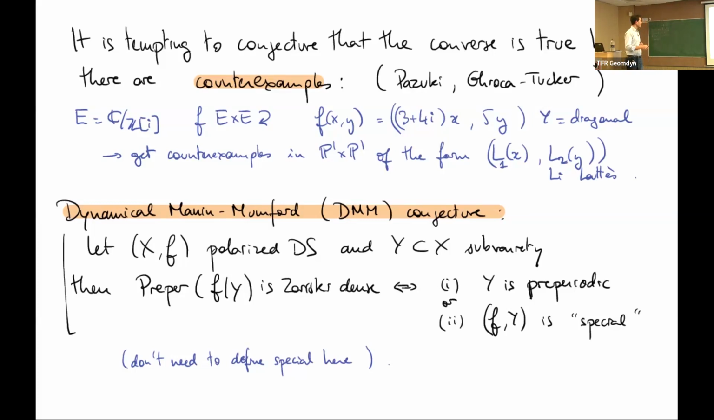There have been several attempts to say what this special means, and I'm not completely sure this has completely stabilized now. But there are exceptions, and all these exceptions are maps which have a too big centralizer, so they are exceptional maps or exceptional situations. So the philosophy of the dynamical Manin-Mumford conjecture is this: unless something special happens, a subvariety containing too many preperiodic points should be preperiodic. That's the conjecture.